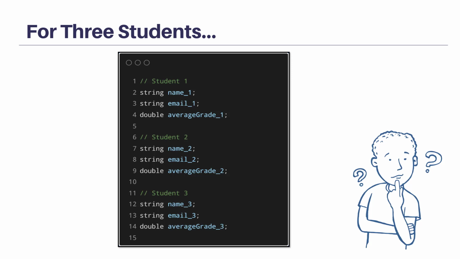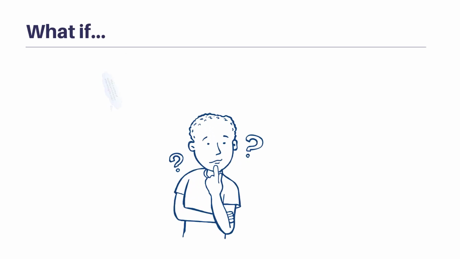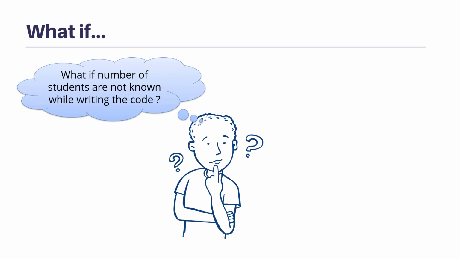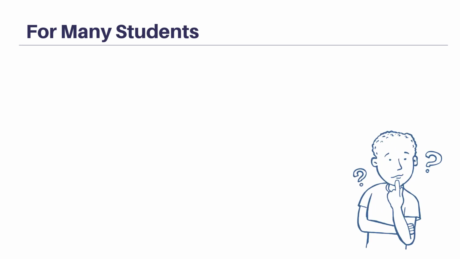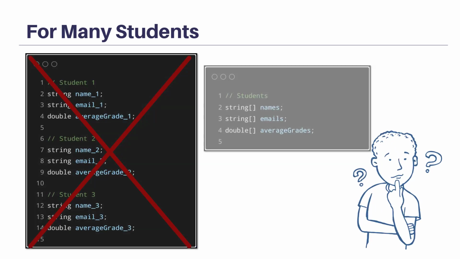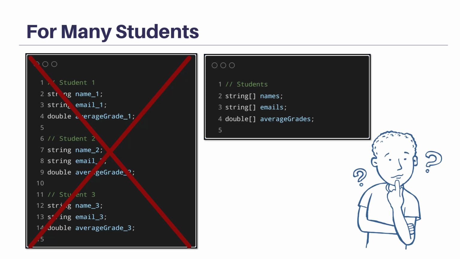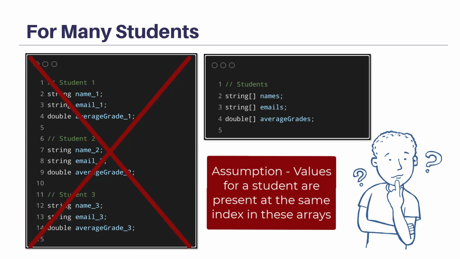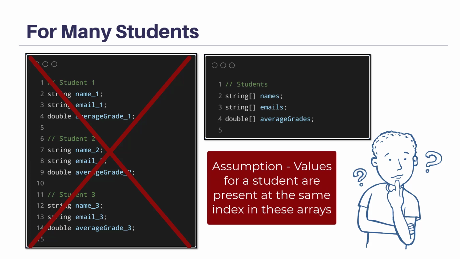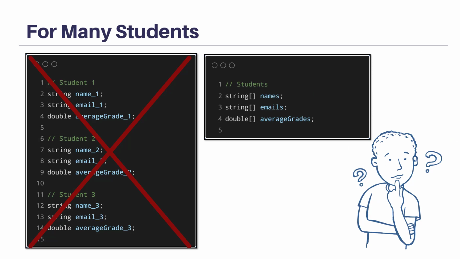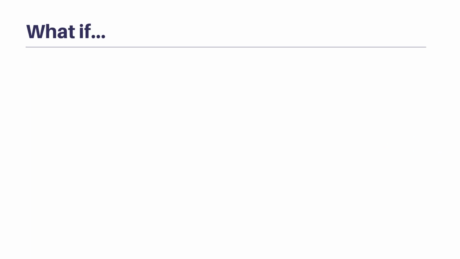One important thing to note here is that this approach works only if the number of students is known while writing the code. What if the number of students is not known at compile time? In that case, in order to accommodate a variable number of students, one possible option is to create 3 lists or 3 arrays. The first array for holding names, the second array for holding email addresses, and the third array for holding grades. We can assume that the values for student 1 will be available at index 0, values for student 2 will be available at index 1, and so on. We may use this approach and write code. The code will compile successfully and the program will also execute. But wait, is this the right approach?